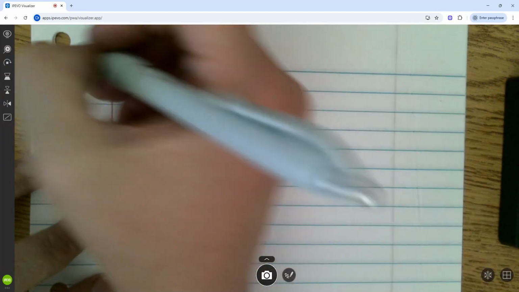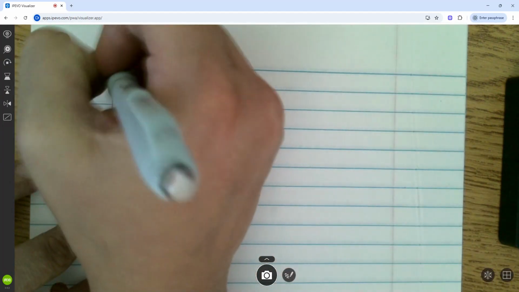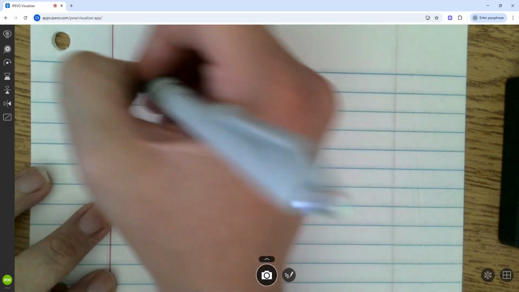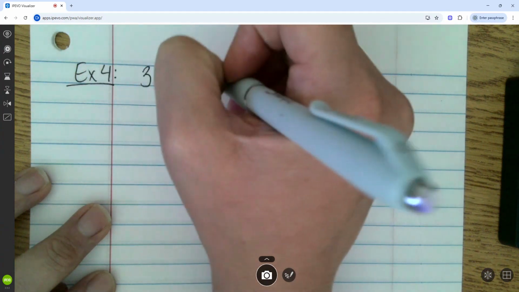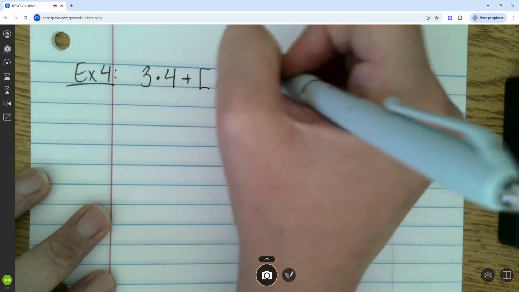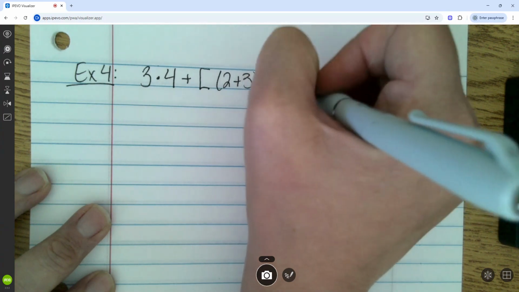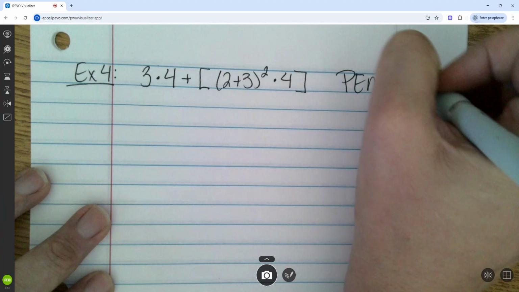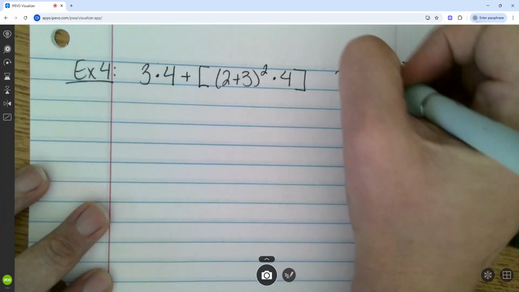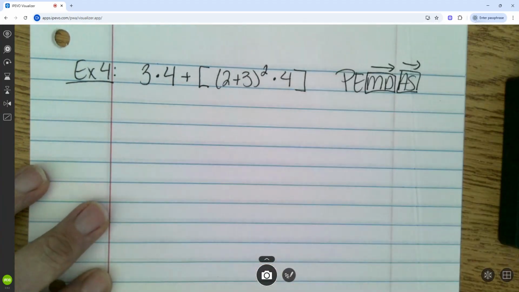Okay, we're going to add 2 more examples, and throughout the year, if we come across some that we're like, hey, we really need to practice that, we can always add to this later. All right, 3 times 4 plus 2 plus 3 times 4. Okay, please excuse my dear Aunt Sally. Left to right, left to right.